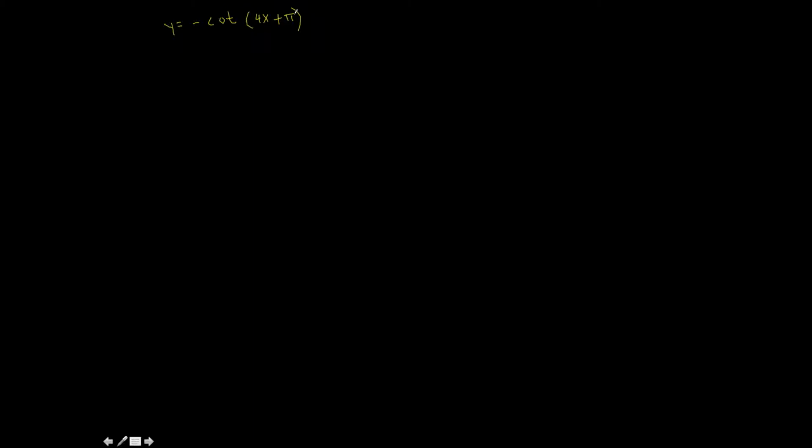Now, if you remember, if we have that negative in front, what does that tell us about our graph? Well, hopefully you're saying that it's flipped. Okay, so we know it's going to be a flipped cotangent function. So instead of decreasing like all cotangents do, it's going to increase.